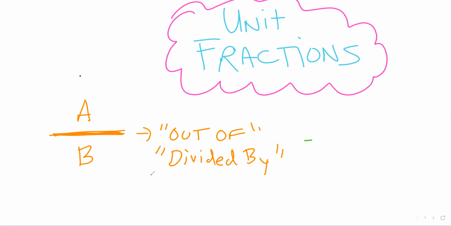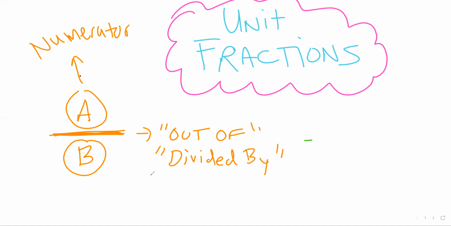So you have a number on the top and a number on the bottom, separated by this fraction line, which when we read it means out of or divided by. Again, we'll talk about these vocabulary words as we go, but our top number is known as our numerator, and the bottom number of a fraction is called a denominator.